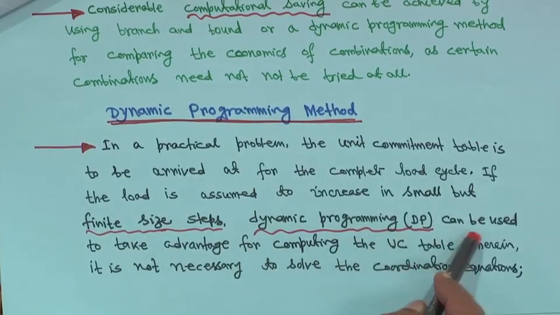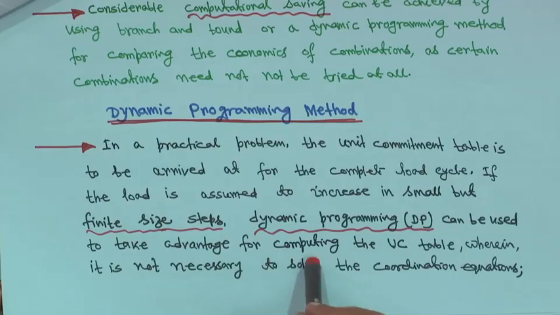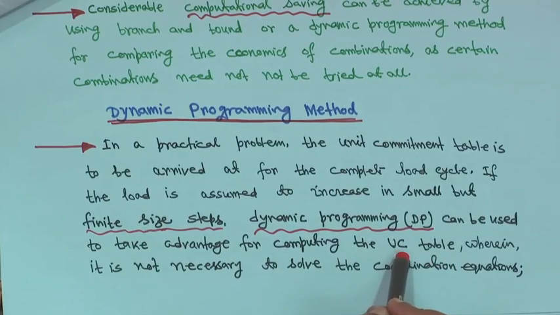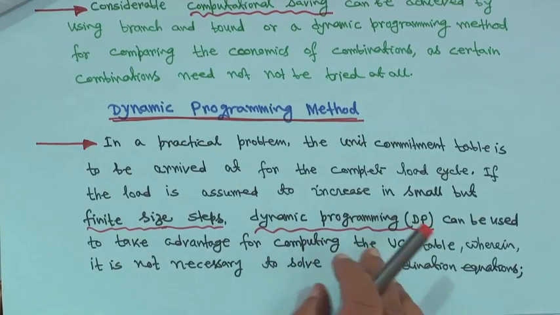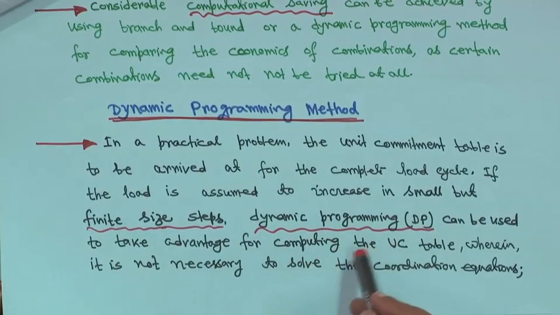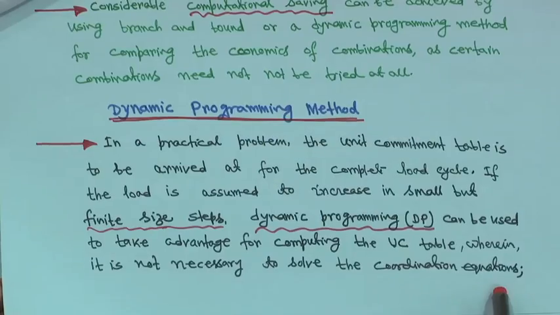So, dynamic programming can be used to take advantage for computing the unit commitment table. Unit commitment table means you have to make up a table: first hour how many units, second hour how many units, like this, right. It cannot be an online problem, right. If you know the demand forecast, everything, then you can prepare this optimum unit commitment table, wherein it is not necessary to solve the coordination equation.